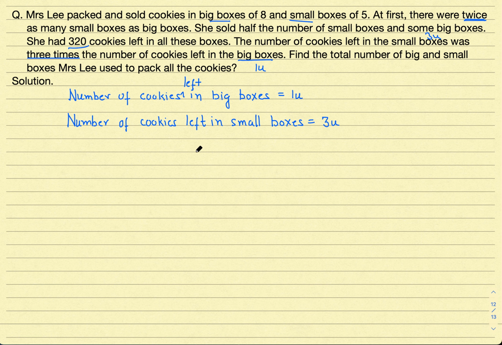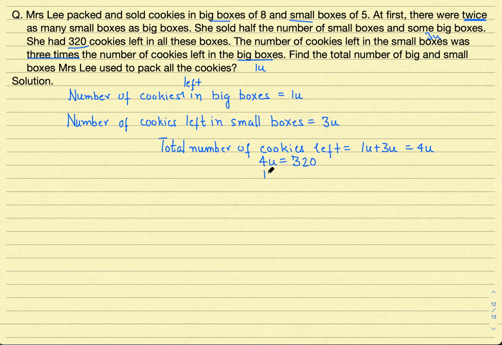So the total number of cookies left in terms of unit is very straightforward. It's 1 unit plus another 3 units is 4 units, right? And we know that these 4 units should be equal to 320, right? Because the total number of cookies left after selling a few boxes of small and big ones were 320. So we can say from there that 4 units is equal to 320.